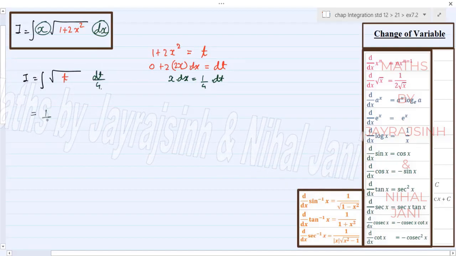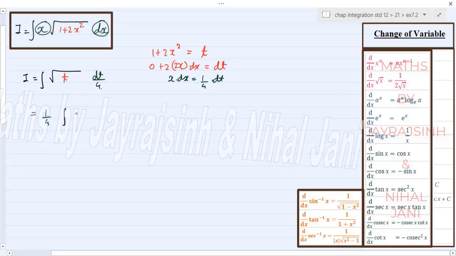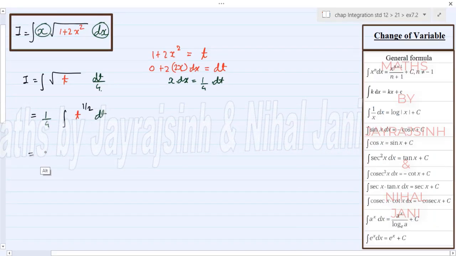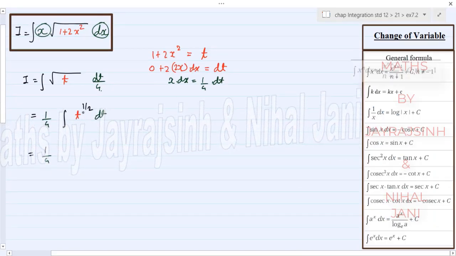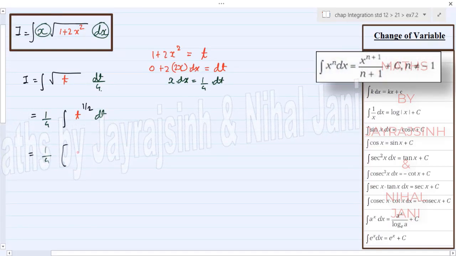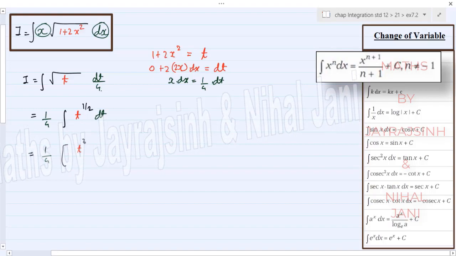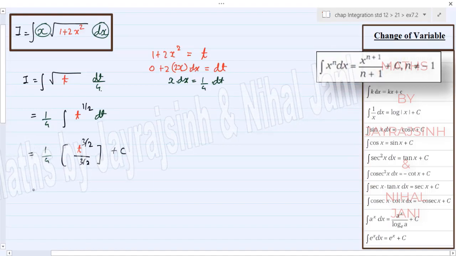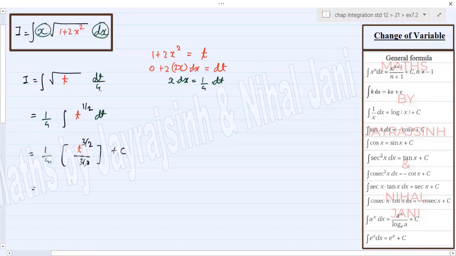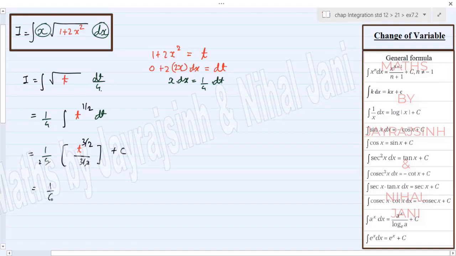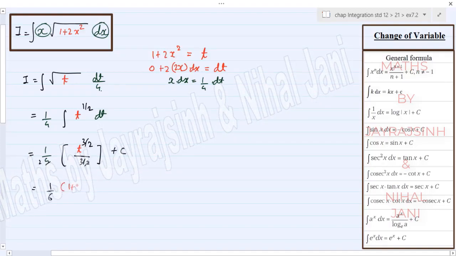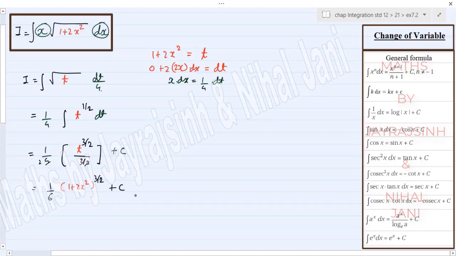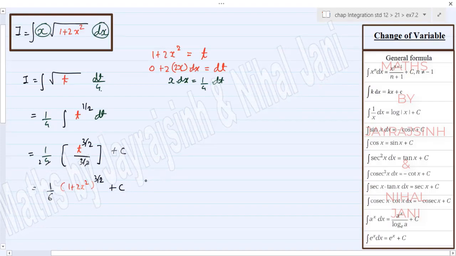So we don't have to worry about this 1 by 4, just integrate root t, or we can say t raised to 1 by 2. 1 by 4 as it is, integration of t raised to 1 by 2 is simply t raised to 1 by 2 plus 1, or we can say 3 by 2, divided by 3 by 2, plus c. So it can be further simplified as 2 2s are 4 and 3 2s are 6. Substitute the value of t, which is 1 plus 2x square, whole raised to 3 by 2 plus c, is your final answer. Ta-da!